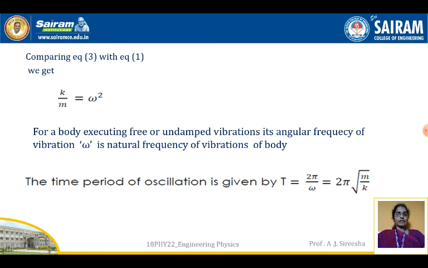Now the important thing that you have to see here is the relation between the force constant and the natural frequency: k by m is equal to omega square. This is what we have derived from this differential equation. This is the equation for a simple harmonic motion, and we have derived the time period of oscillation as t is equal to 2 pi by omega, that is 2 pi into root of m by k.